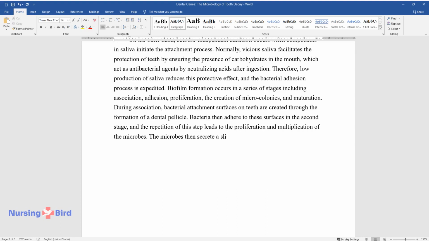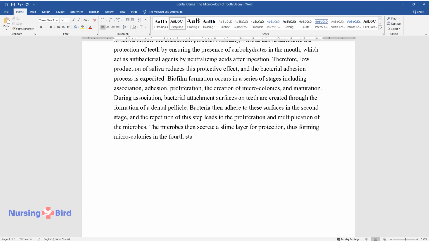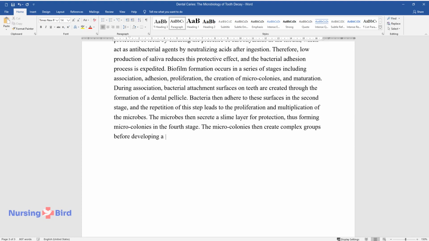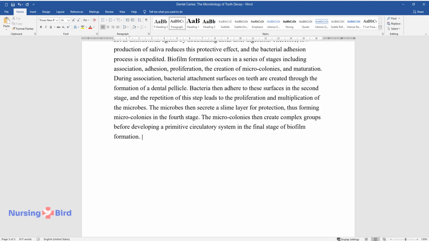The microbes then secrete a slime layer for protection, thus forming microcolonies in the fourth stage. The microcolonies then create complex groups before developing a primitive circulatory system in the final stage of biofilm formation. Biofilm formation is the basic process of tooth decay through bacterial colonization.